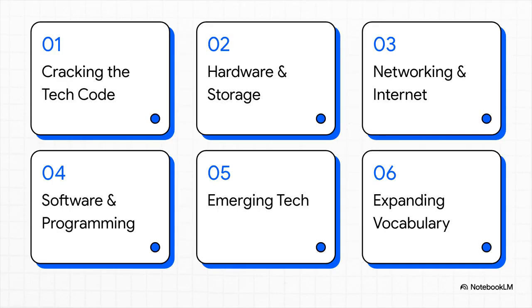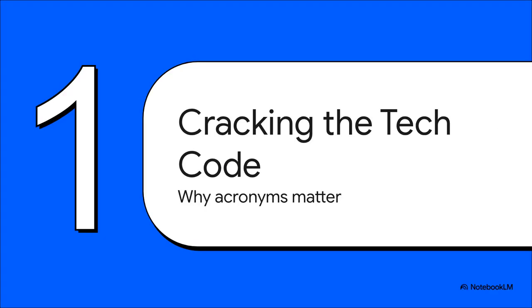Okay, here's our agenda for today's explainer. Section 1, cracking the tech code. 2, hardware and storage. 3, networking and the internet. 4, software and programming. 5, emerging tech. And finally, 6, expanding your tech vocabulary. All right, Section 1, cracking the tech code. Let's talk about why these acronyms matter for you.